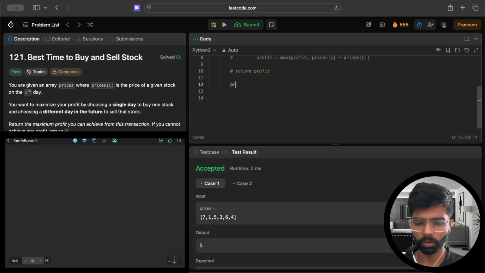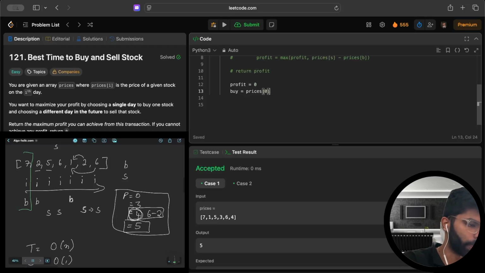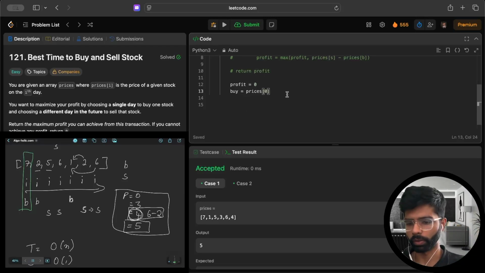Let's code up the optimal solution. Profit is set to 0. The buy price is going to be set to the first value in the array. Here we assumed that we're going to be buying on the first day, so this is the code equivalent of that. We loop through the array but leave the 0th index.